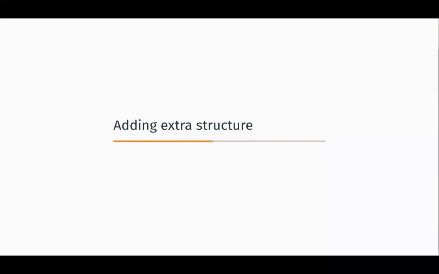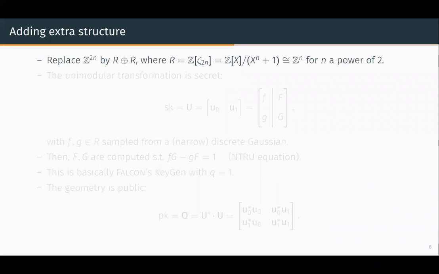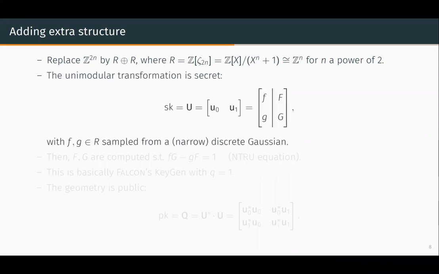So first point, the extra structure, that's that we go to a ring version, and we don't take a module of rank 1, but of rank 2. So we do the standard trick of taking a cyclotomic ring of power of 2 degree. And here the secret, the unimodular transformation, is 2 basis vectors. So they all live in a ring. The small f and g are sampled from a discrete Gaussian with a small sigma. And then to find the capital F and G, we want to complete this matrix by solving the NTRU equation. And this determinant has to be 1 to make it an invertible matrix.